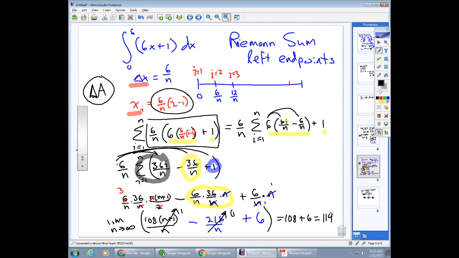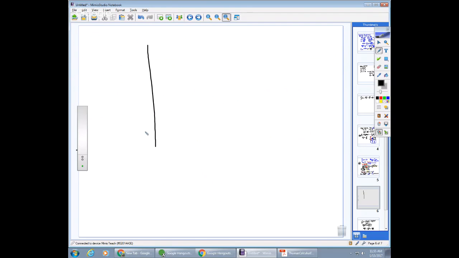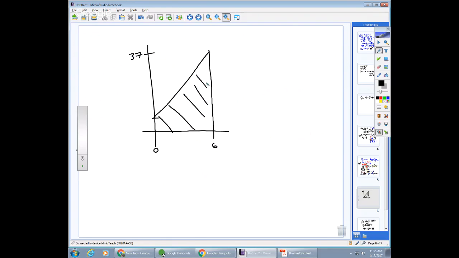And so there's 2 ways to check this. One, if you were to graph 6x plus 1, you see it's a straight line from 0 to 2, which means we're making a trapezoid. And we would just find the area of the trapezoid, or we whip out something like GeoGebra. So let's real quick, I'm going to graph this from 0 to 6. And let's see, 6 times 6 is 36 plus 1 is 37. And so we're looking at this area right here.